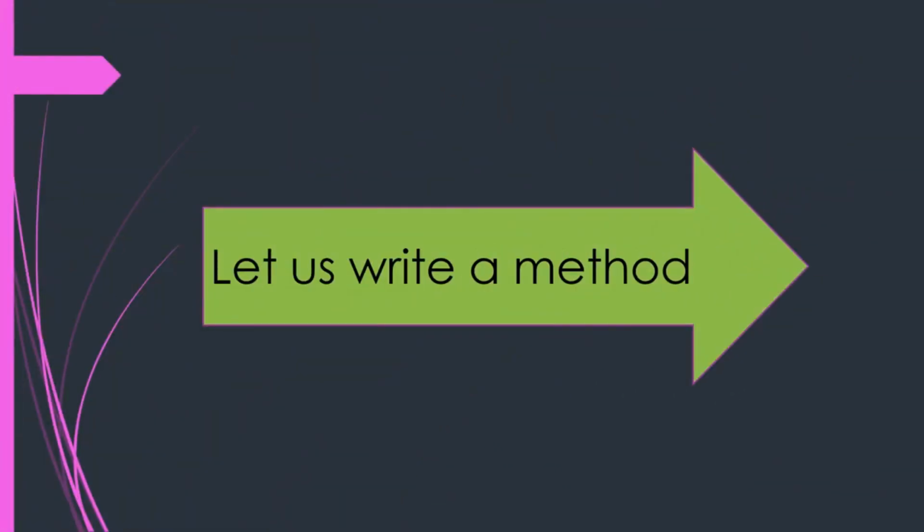Till now we have already understood about method and the various parts of method like name, its return type, body and the list of parameters. Now let us see how to write a method with the help of an example.